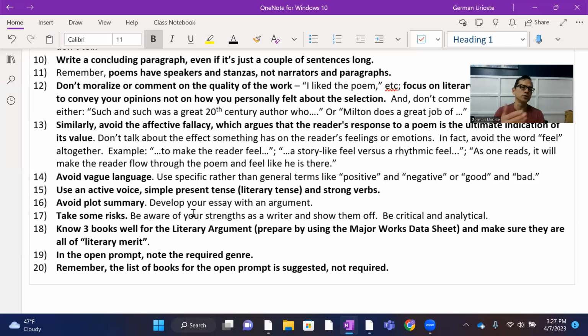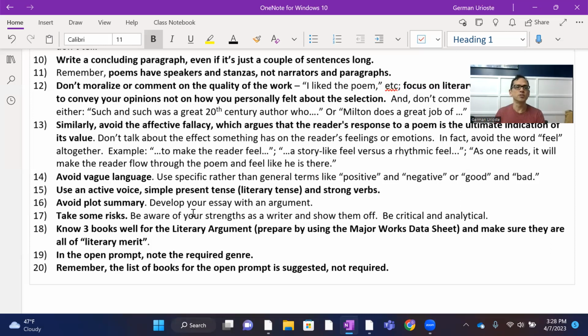In the open prompt, also called the literary argument, remember the required genre, a novel or a play. Do not write about a short story. Do not write about a memoir. Don't write about children's or young adult literature, however good it may be, like Harry Potter or something like that. Don't do that, right? Spy novels, genre fiction, that kind of stuff.